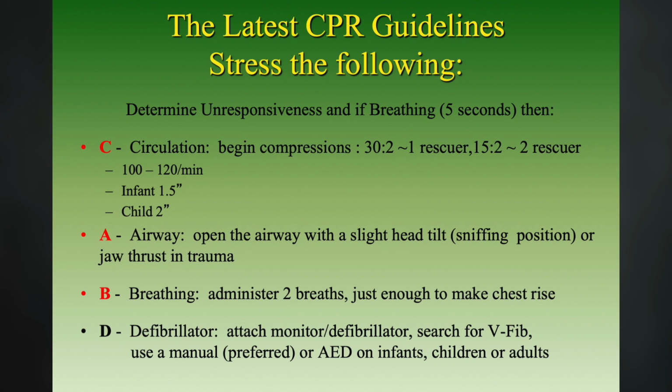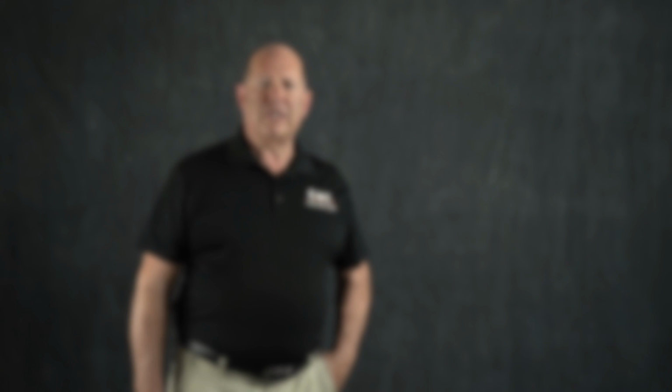We're going to do compressions at a rate of 100 to 120 times per minute. In an infant, the depth should be 1/3 the depth of the chest, or approximately 1.5 inches, and in a child it should be 1/3 the depth of the chest, or approximately 2 inches.